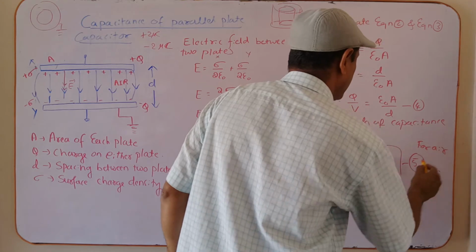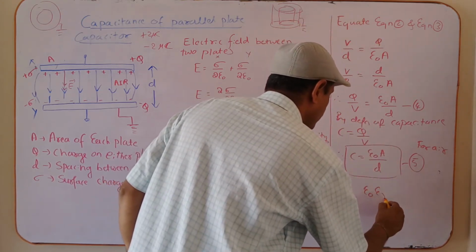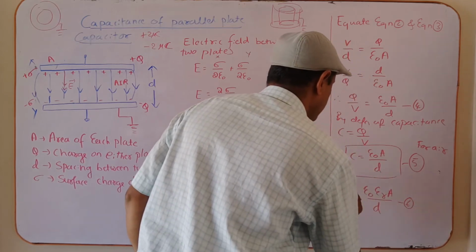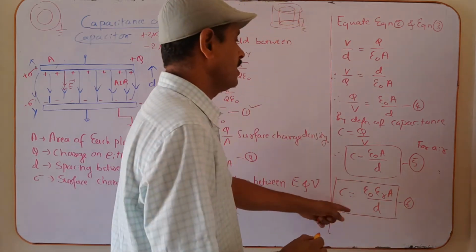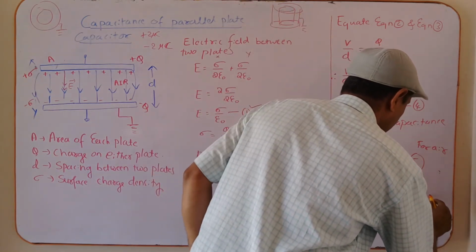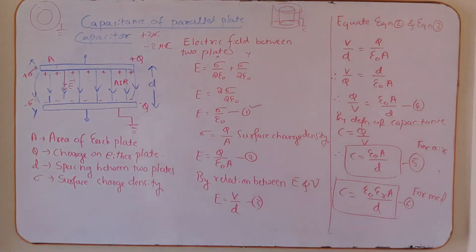If it is filled with a medium other than air, C is equal to epsilon naught into epsilon R into A divided by d, equation number 6. It is the equation for the capacitance of the parallel plate capacitor when a dielectric is filled between the two plates of the capacitor.